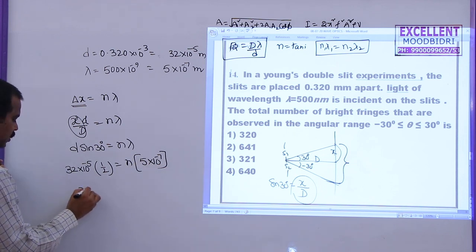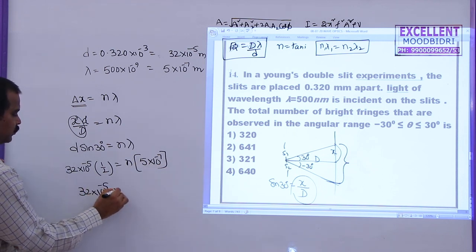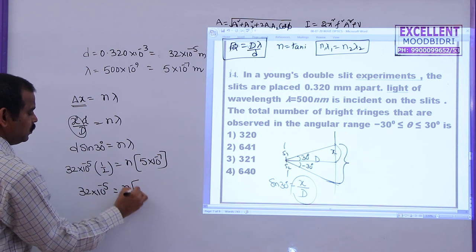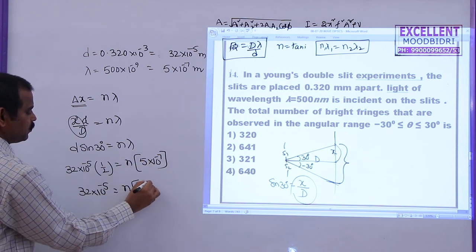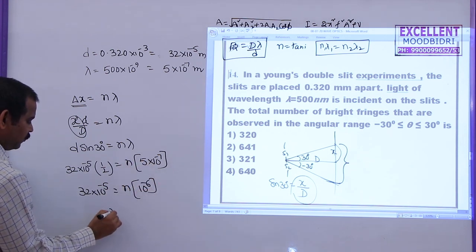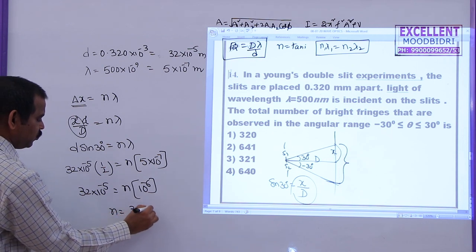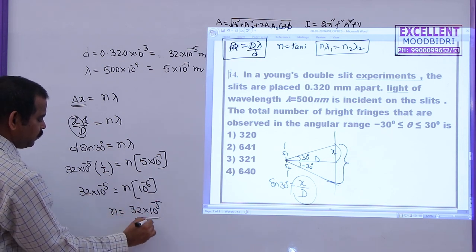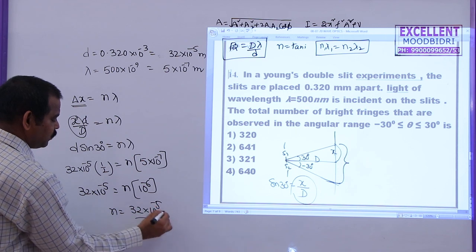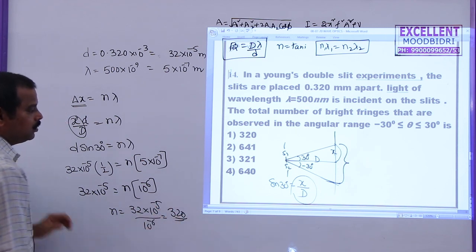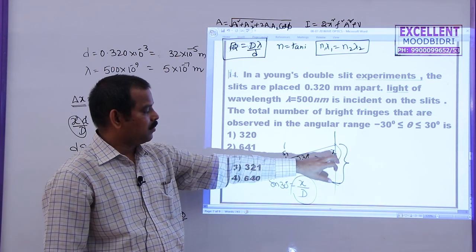So this will become 32 into 10 power minus 5 into 1 by 2, that is 16 into 10 power minus 5, and 5 twos are 10. So 10 into 10 power minus 6, that is 10 power minus 6. So the n value will be 32 into 10 power minus 6 by 10 power minus 7, this will become 10 power 6. So this is 320. So how many fringes will be formed between the center maximum to this point?